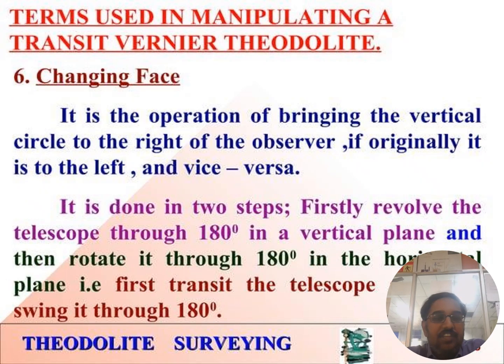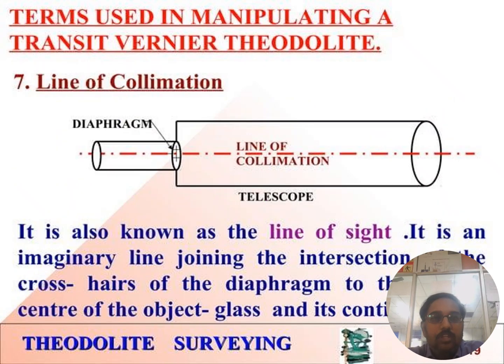And we have changing face, in which the telescope is turned through an angle of 180 degrees in the vertical plane and then rotated through the center by 180 degrees. The first axis to consider is the line of collimation, also known as the line of sight.